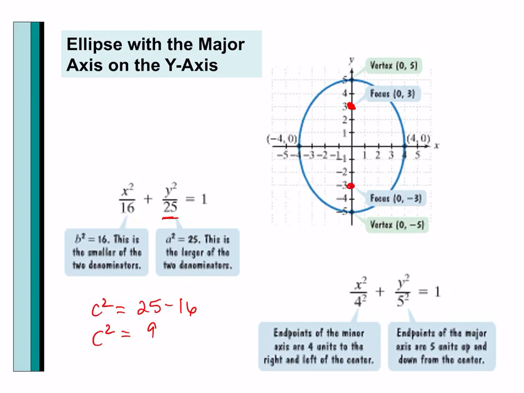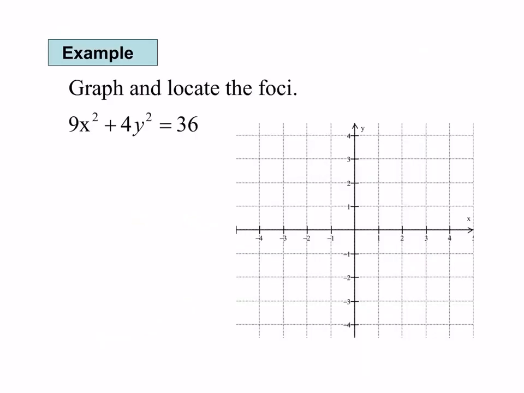All right, now how can we do one if there's nothing given to us except the equation? Well, this one has a slight problem in that it's not equal to 1. So let's first divide by 36.